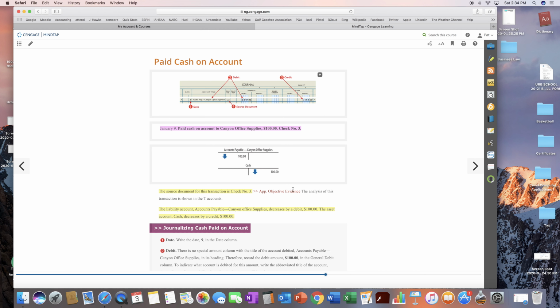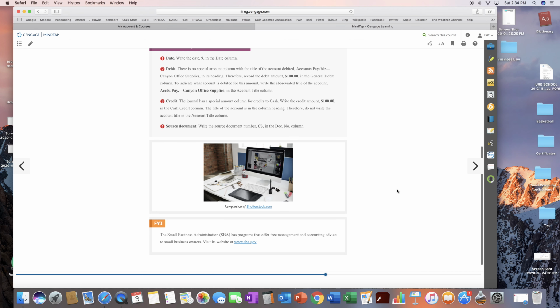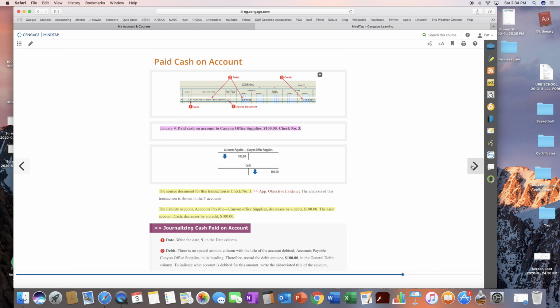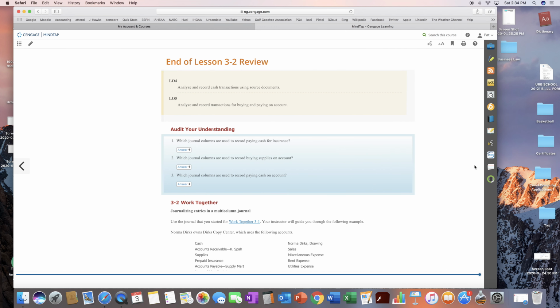That's what they're talking about here. The source document is the last step, and it's the check number 3. Again, this is to kind of explain what we just talked about. That's it.